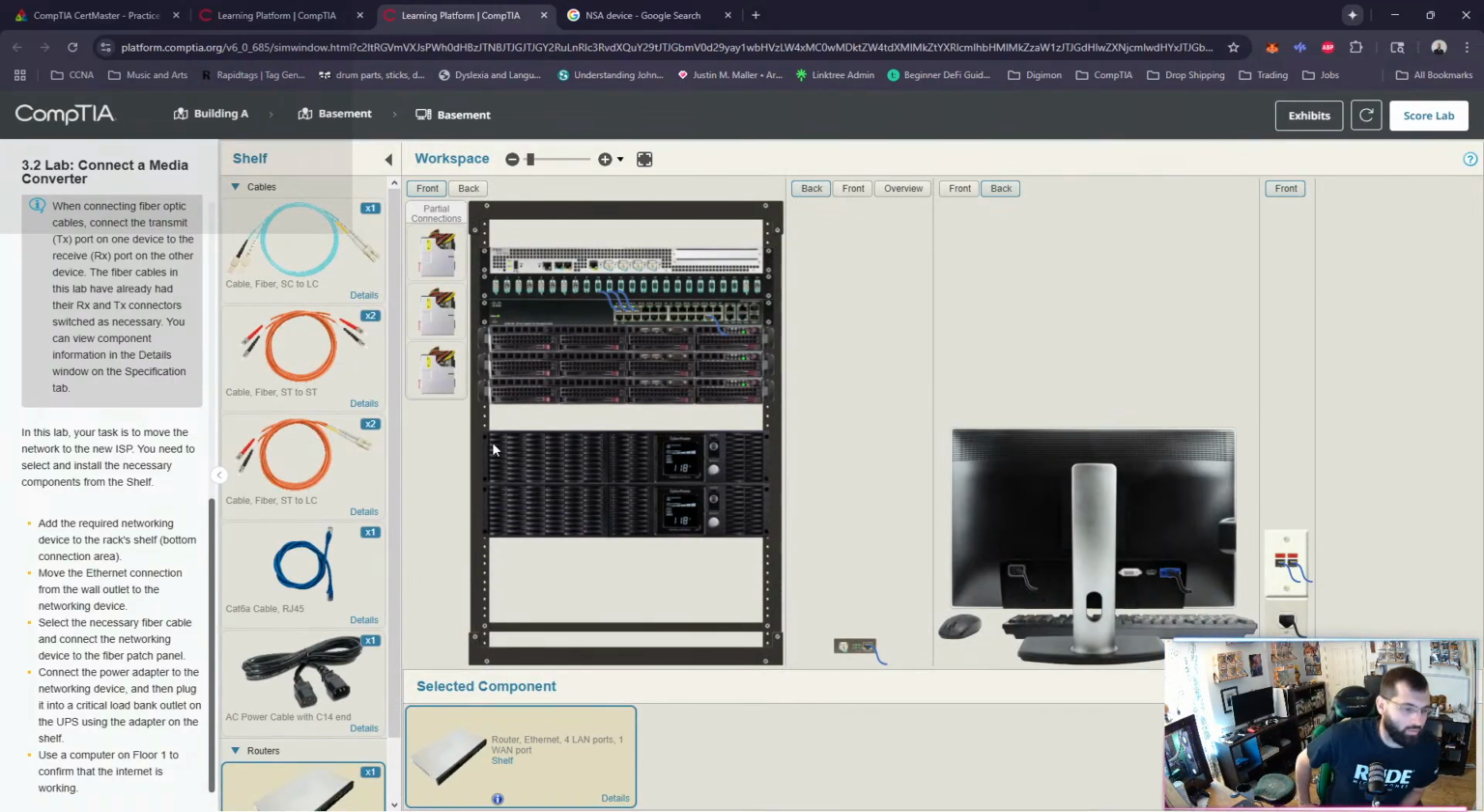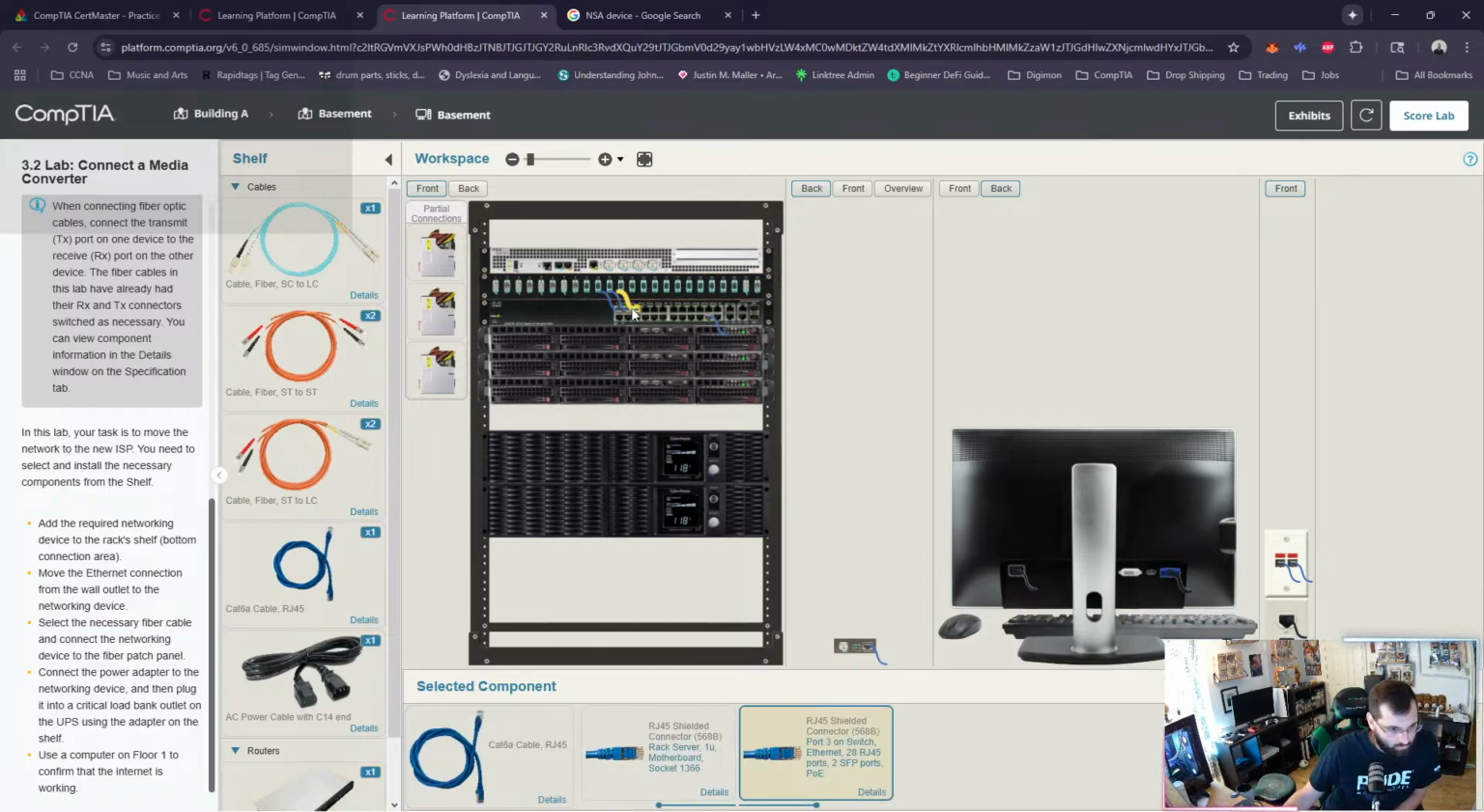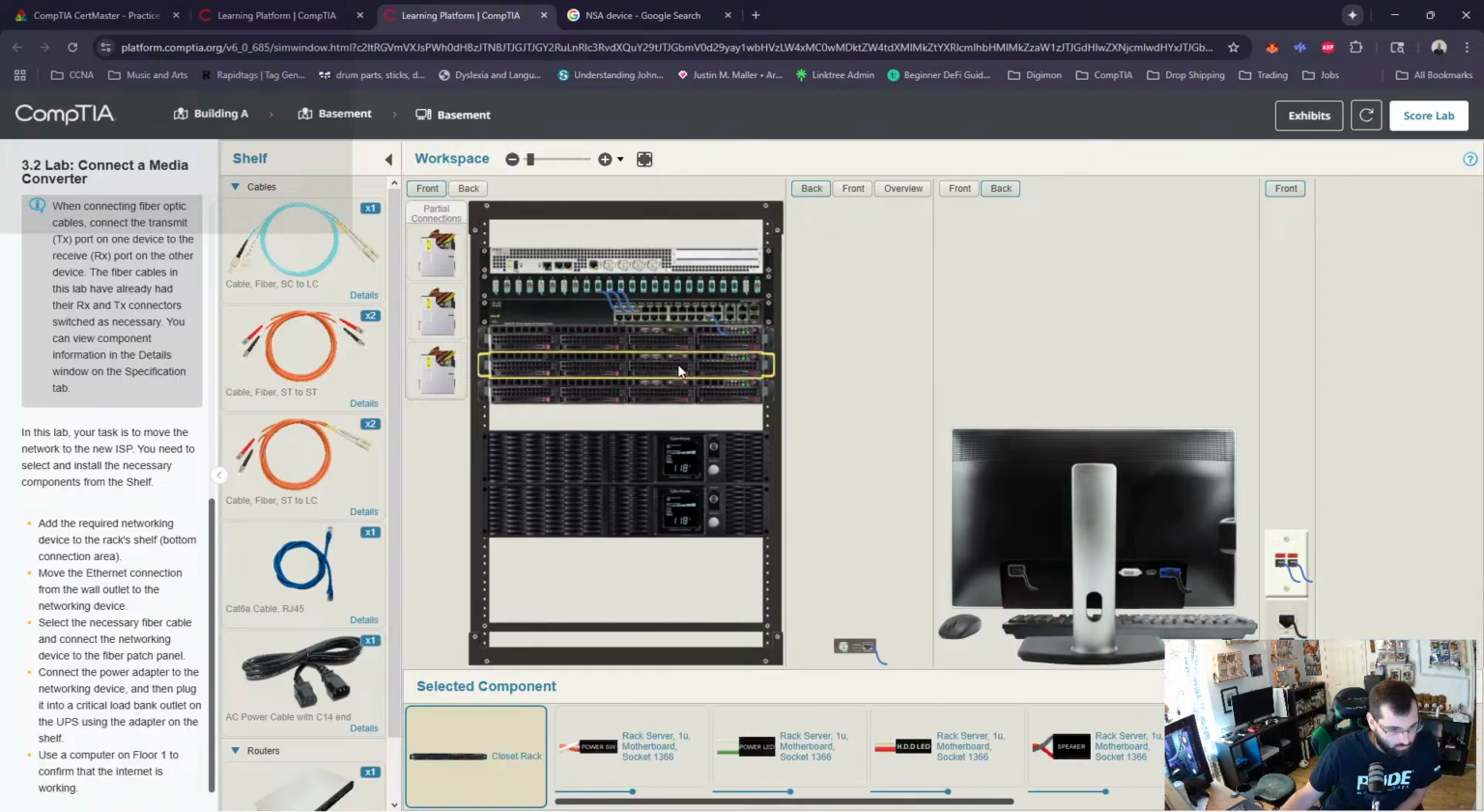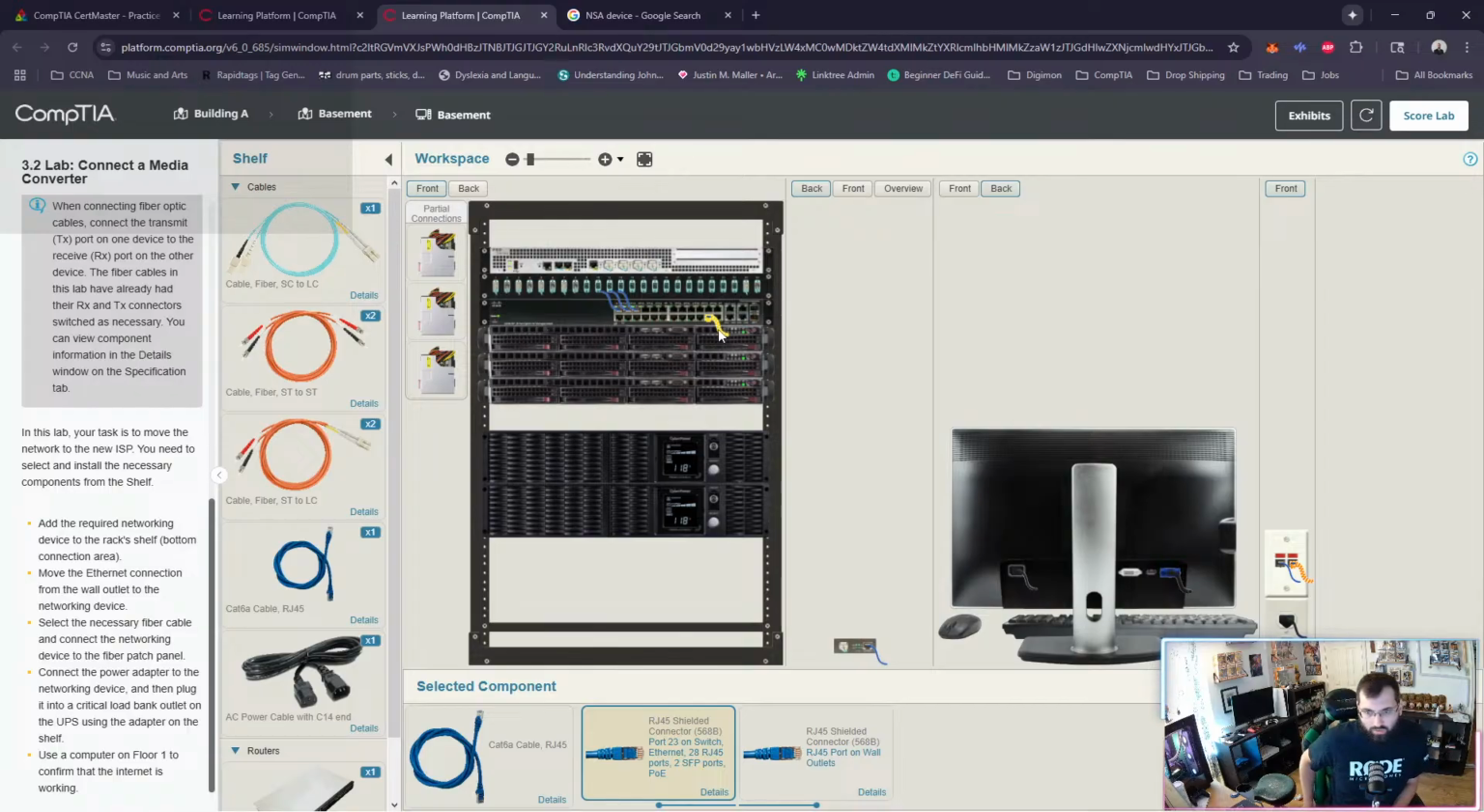Let's think about it. It's all about where information's coming, where information's going. I don't know what this wire's doing. Like, what's the point of that? Select the necessary fiber cable and connect it to the network device to the fiber patch panel. Connect the power adapter device, then plug it into the critical load bank. I did that. And the UPS using the adapter on the shelf. I did that. Use a computer. Okay, so my problem is somewhere in the connectivity.